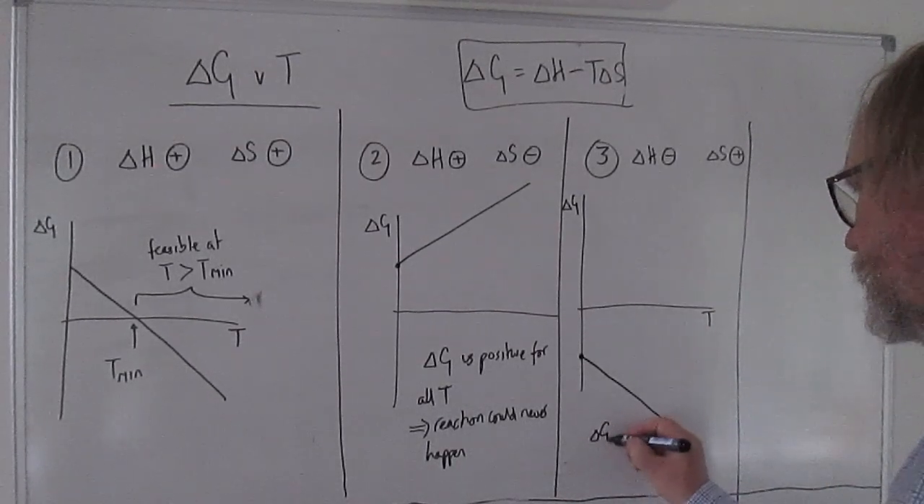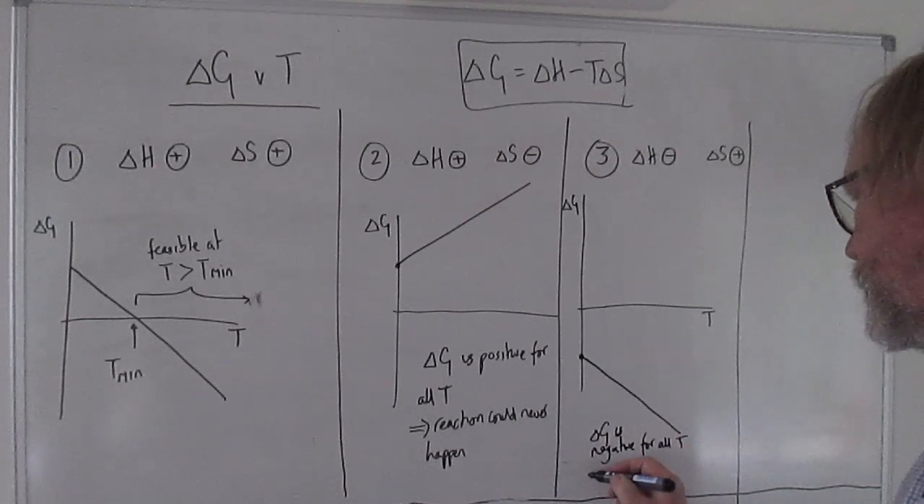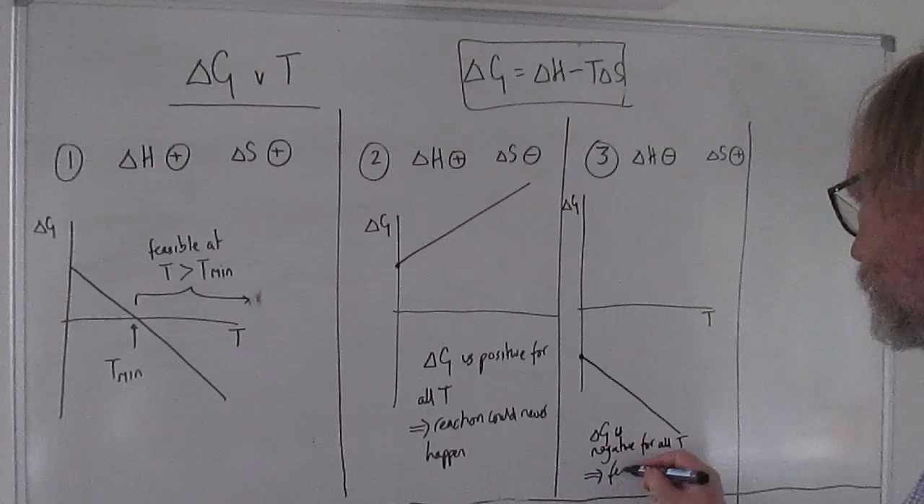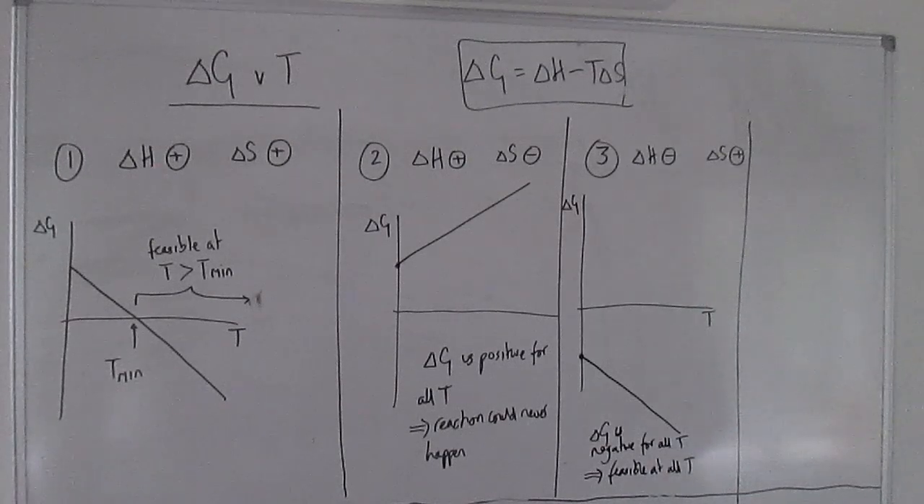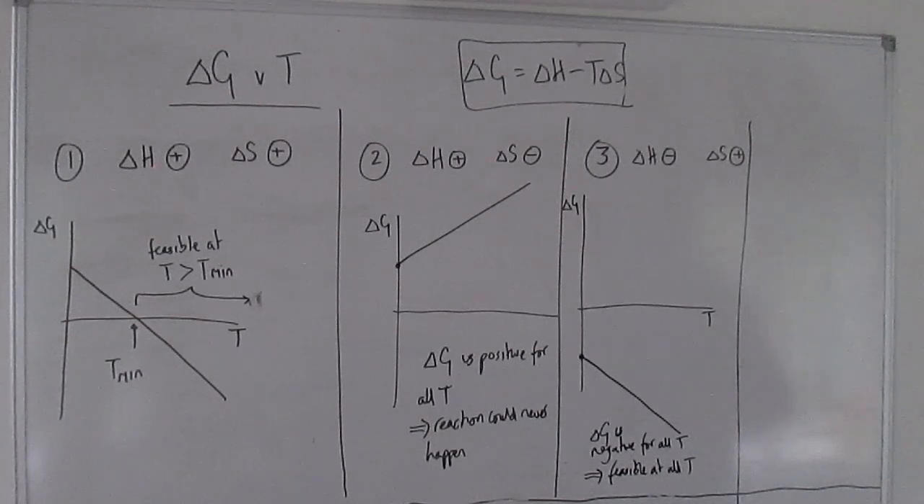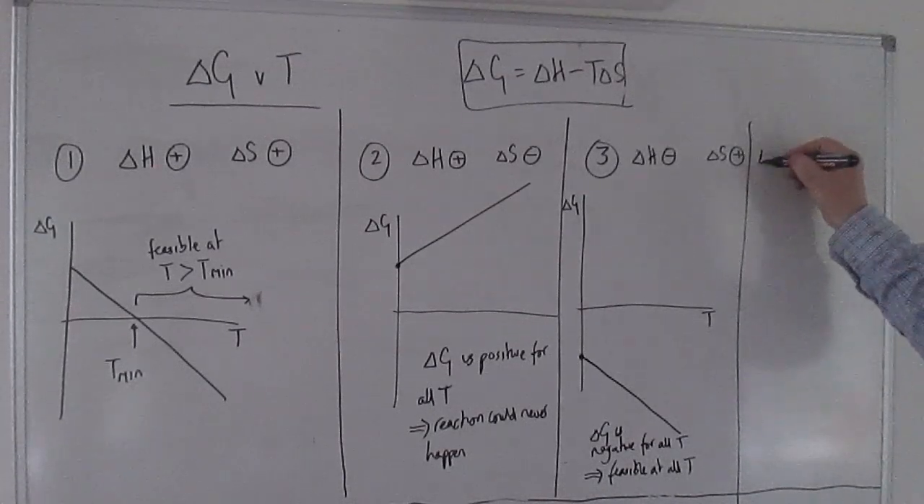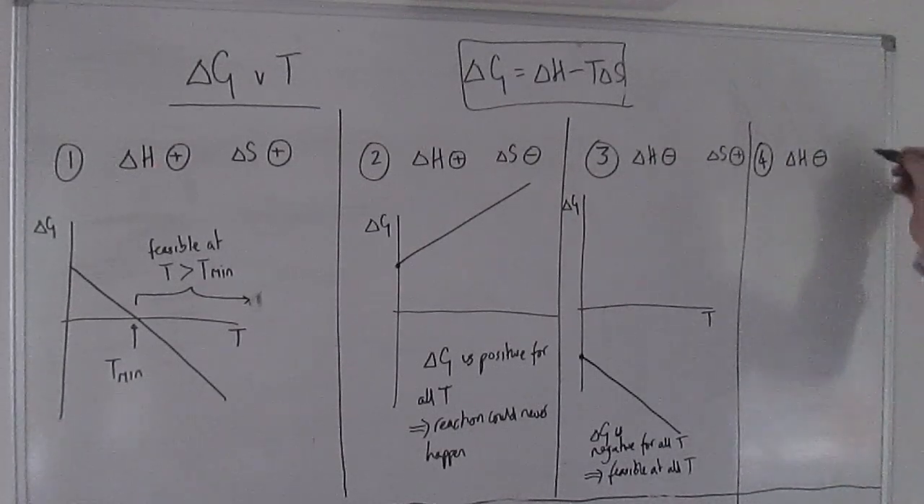Okay, so delta G is negative for all T, which means that it's feasible at all temperatures. So if you had a situation where delta H is negative, so an exothermic reaction, and delta S is positive, then you don't have to worry about the temperature because it's always going to be feasible. So let's do the fourth case. So again an exothermic reaction, but this time with a negative delta S.